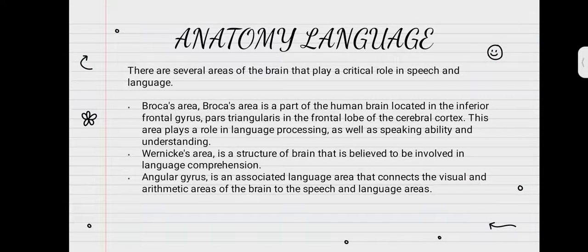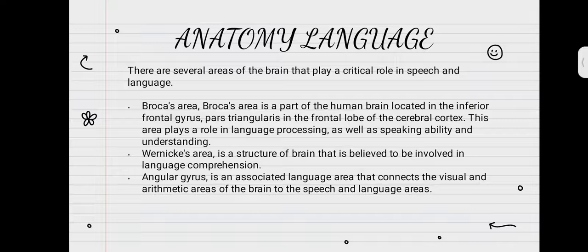Fourth is anatomy of language. There are several areas of the brain that play a critical role in speech and language. First, Broca's area. Broca's area is a part of the human brain located in the inferior frontal gyrus, pars triangularis, in the frontal lobe of the cerebral cortex. This area plays a role in language processing as well as speaking ability and understanding.